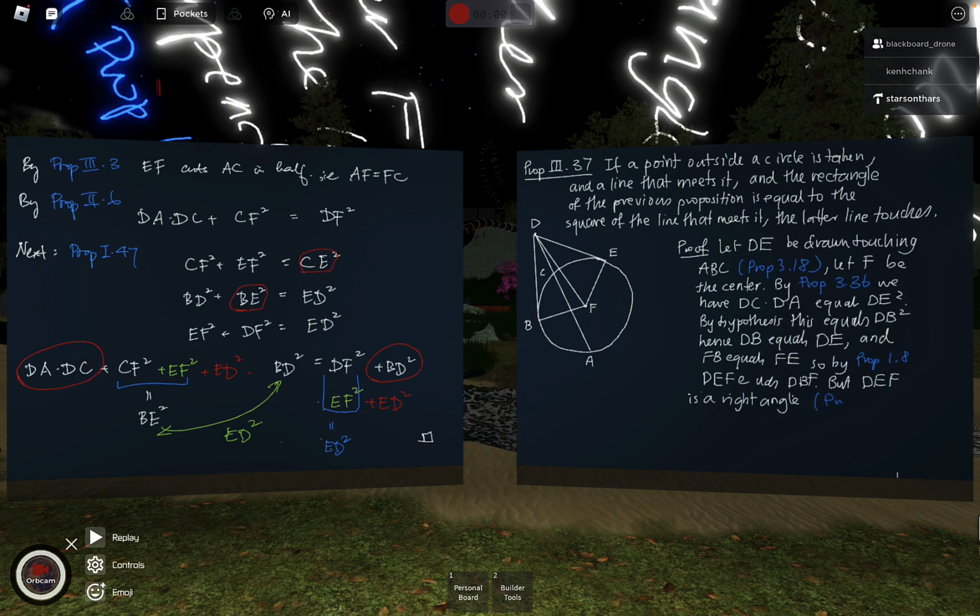Well, it's nice that the converse is relatively straightforward, using the forward direction and this construction. So DBF is a right angle, hence by the same proposition, I guess 3.16 and the 3.16 corollary is the consequence, DB touches. I like how Euclid never says if and only if, right? That's always two separate propositions.